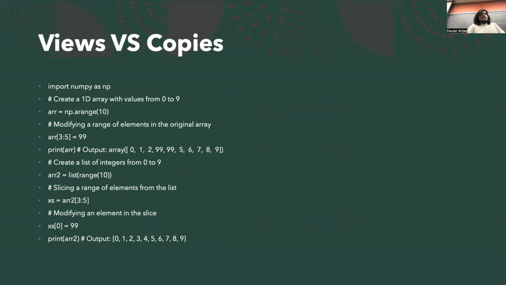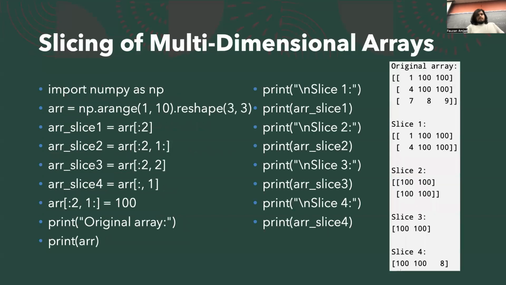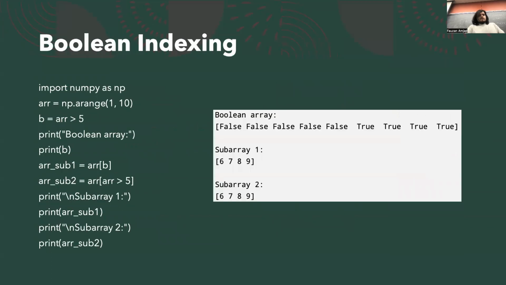Views versus copies. Just remember that when you are using NumPy in your programs, there is a difference between views and copies. One is viewing a slice of the data without editing the original array, while the other is a copy of the original NumPy array. So keep that in mind, and make sure you don't edit the slice when you really wanted to edit the main NumPy array. And that's how you can slice multidimensional arrays.